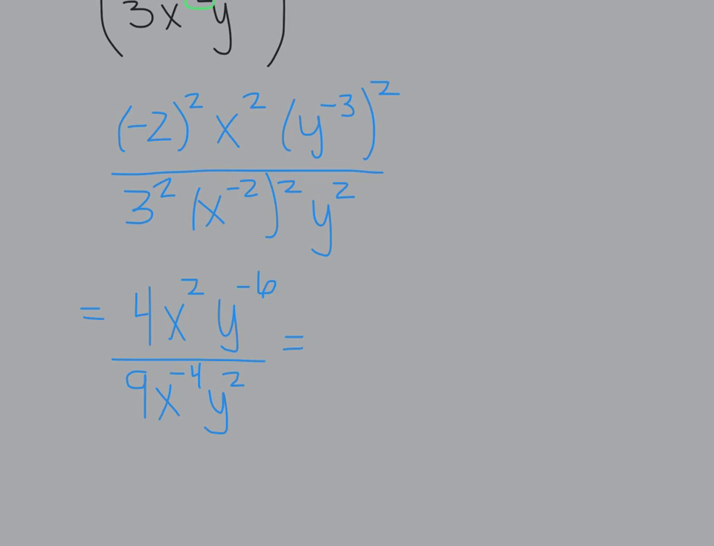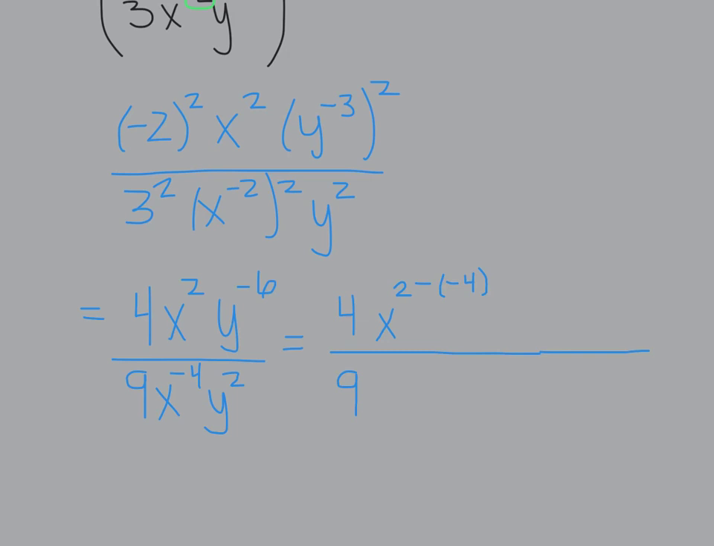Okay. We want to write each base one single time. So we're going to apply some more rules of exponents here. I'm going to put the 4/9 in there because there's nothing we can do to simplify those. But then we've got an x squared in the numerator, x to the negative 4 in the denominator. So what we do is we take that base of x, and we're going to take x with an exponent of 2, and we subtract the exponent on the x in the denominator. So we are subtracting a negative 4. Okay, so it is looking like that.